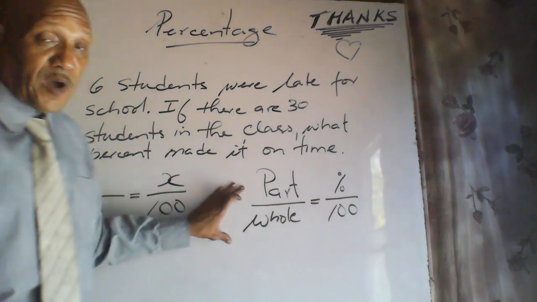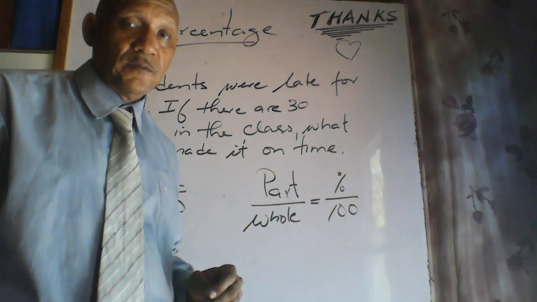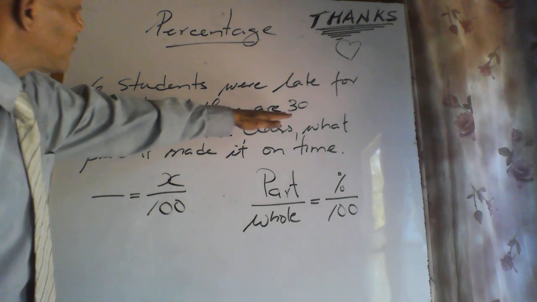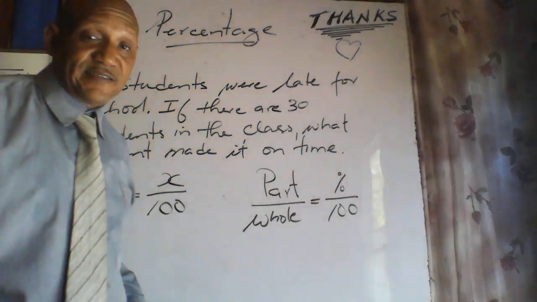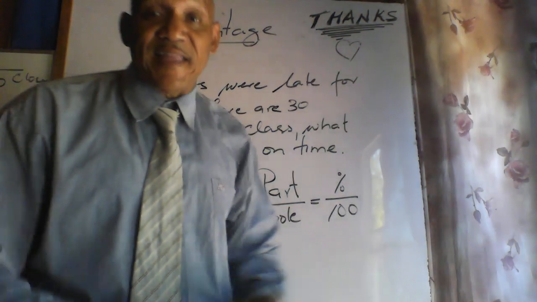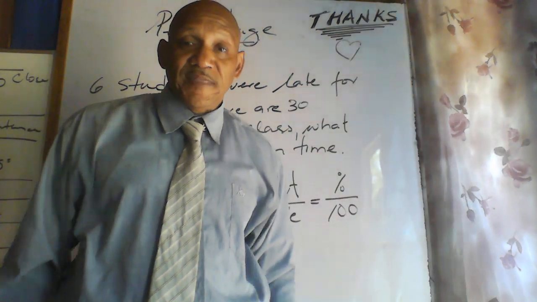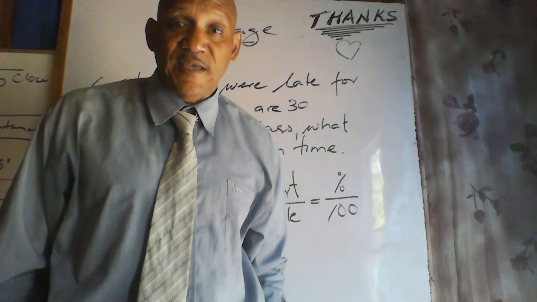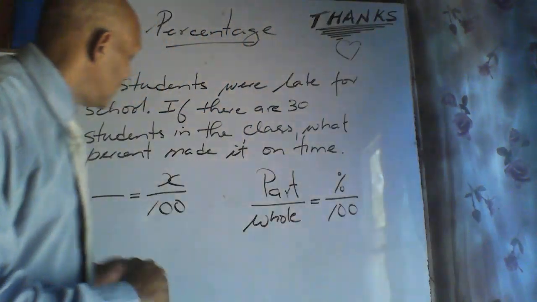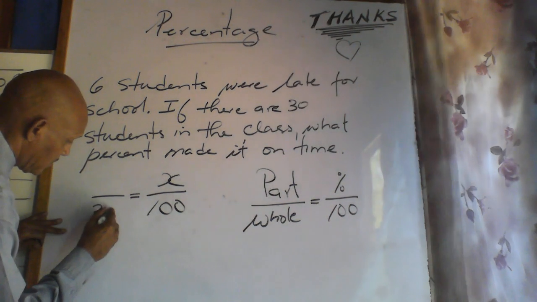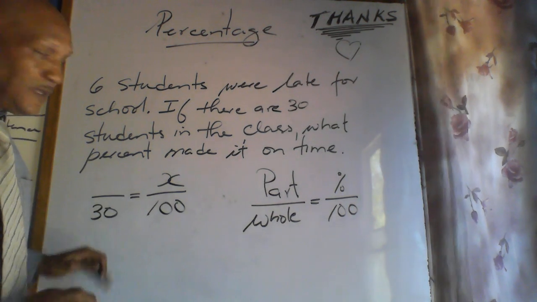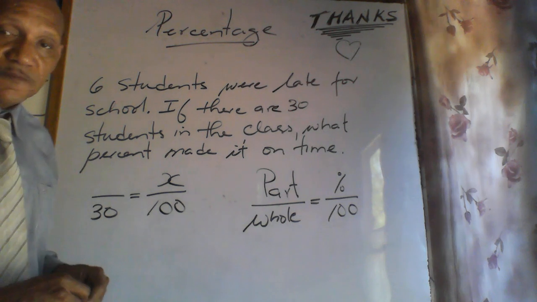And the other side is the part and the whole. They said that 6 students were late. There are 30 students in the class. That's the total amount. That's the whole amount of students in the class. So that's the whole. So I put it right here, where the whole goes, at the bottom. And the top is the part.